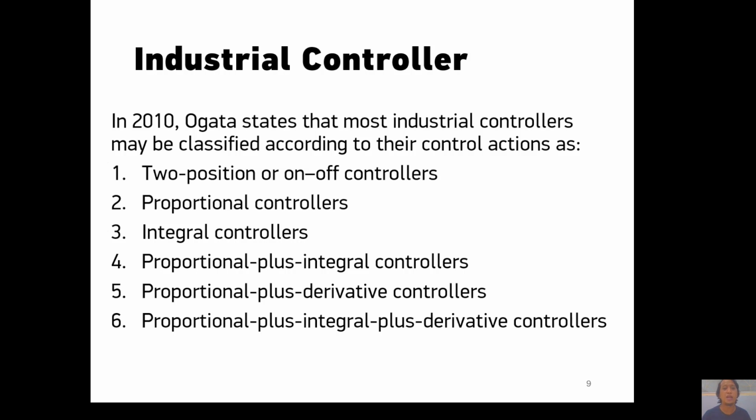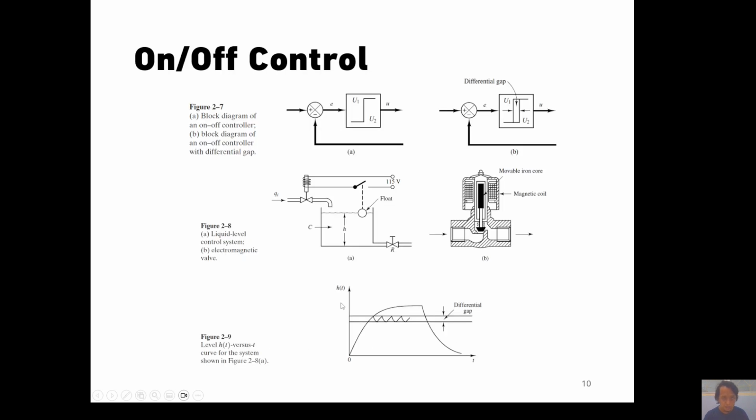And based on Ogata in 2010, Ogata states that most industrial controllers may be classified according to their control action. There are 6 classifications based on Ogata: two-position or on-off controllers, proportional controllers, integral controllers, PI controllers, PD controllers, and PID controllers. This is one example of an on-off controller, as I mentioned before. This is the on-off controller.